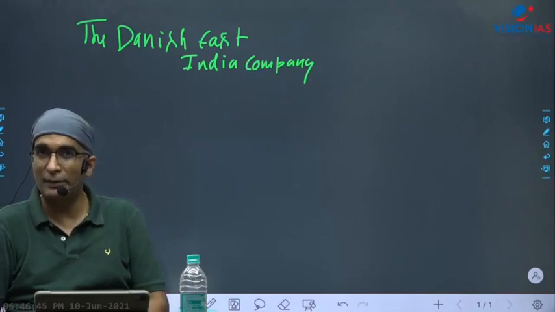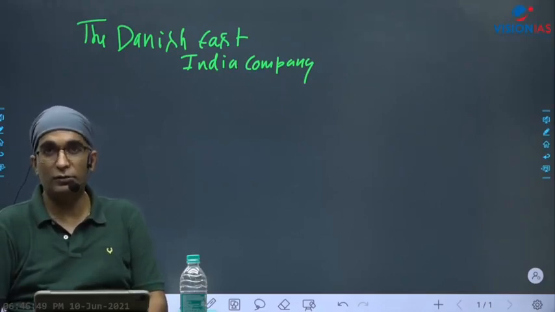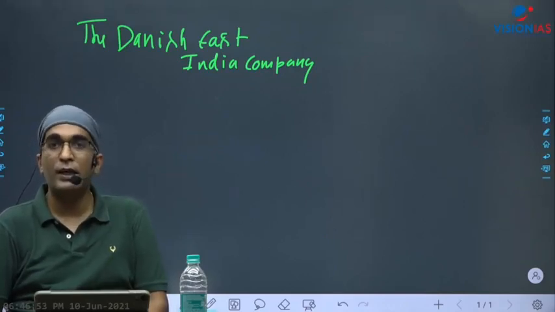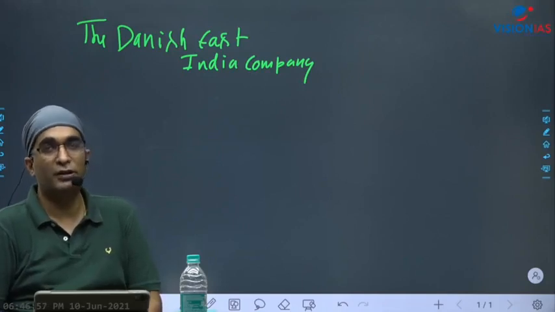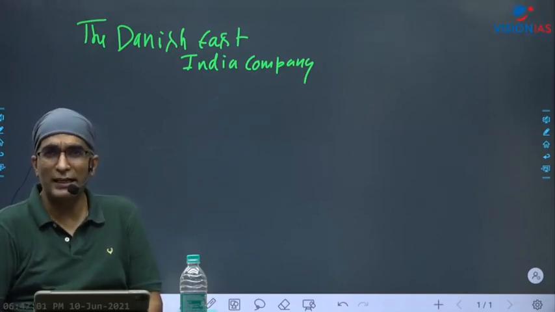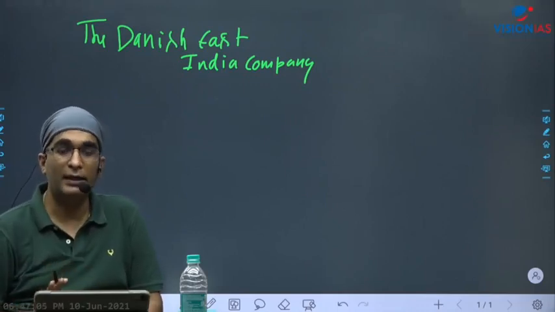Trankebar is in Tamil Nadu, and then Frederick Nagar, which is also known as Serampur. This area was in Bengal. So these two were the important trading outposts of the Danish East India Company: Frederick Nagar, Serampur in Bengal, and Trankebar in Tamil Nadu.